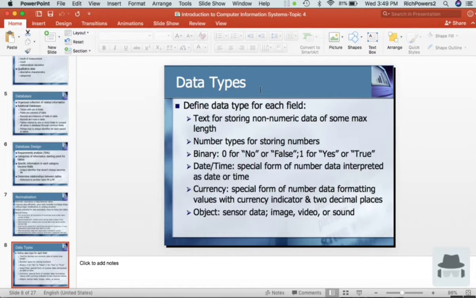An object is simply a different type of data. It could be a movie, a video, or sound, or just a different type of data that can be stored. Most modern relational databases have the ability to store things like that in that fashion.